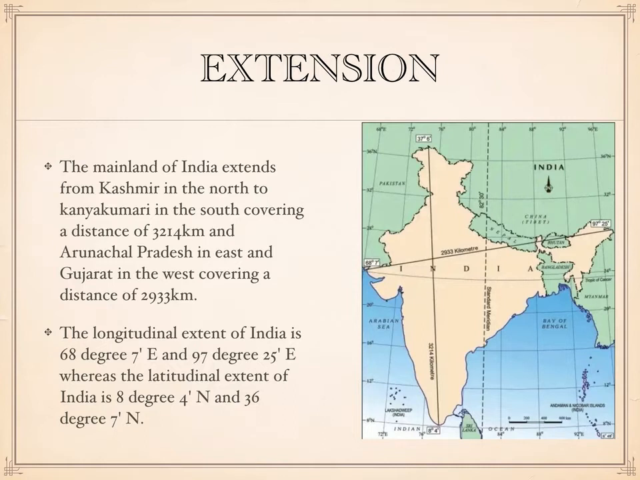But we don't write it south because India lies in the northern hemisphere. If we talk about the longitudinal extent, it's 97 degree 25 minute east to 68 degree 7 minute east in the west. But we don't write west because India is in the eastern hemisphere.